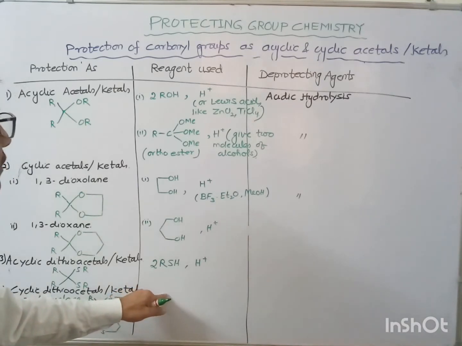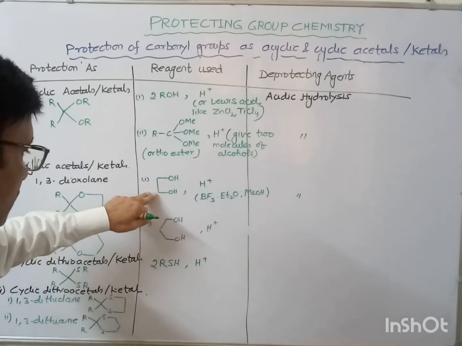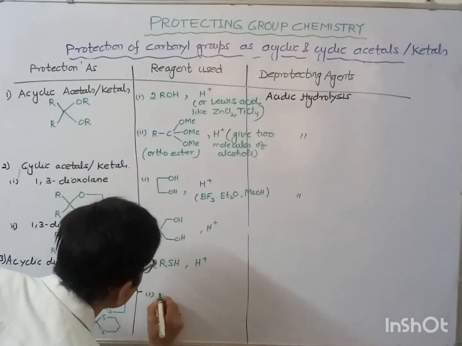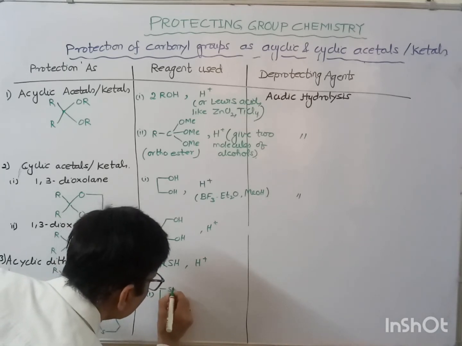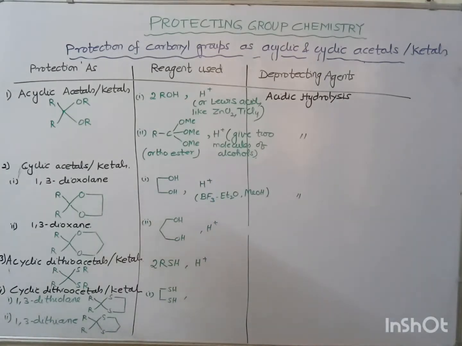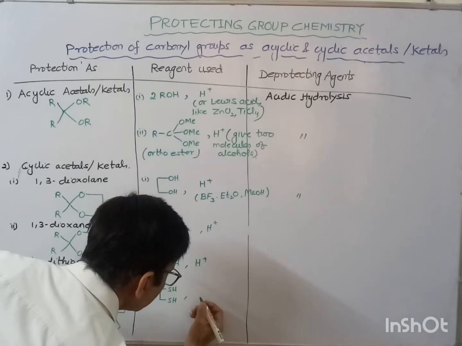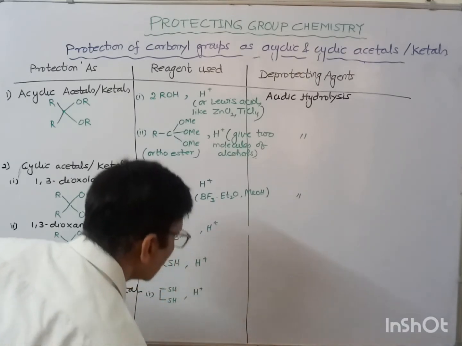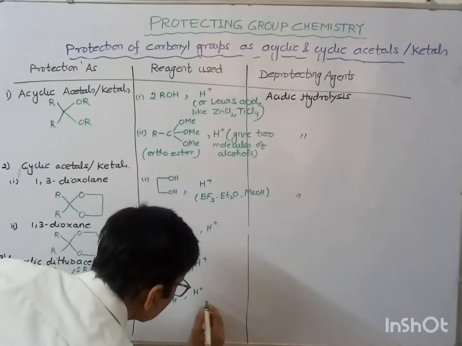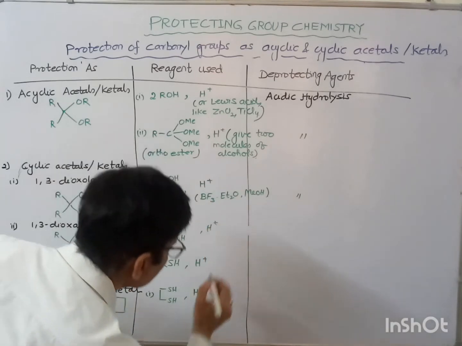Okay. So what we should take as the reagent in place of this diol is a thiol. We may take a thiol here, and an acid catalyst may be used. Either H plus can be used, or in place of this we can use some other acid catalyst also.